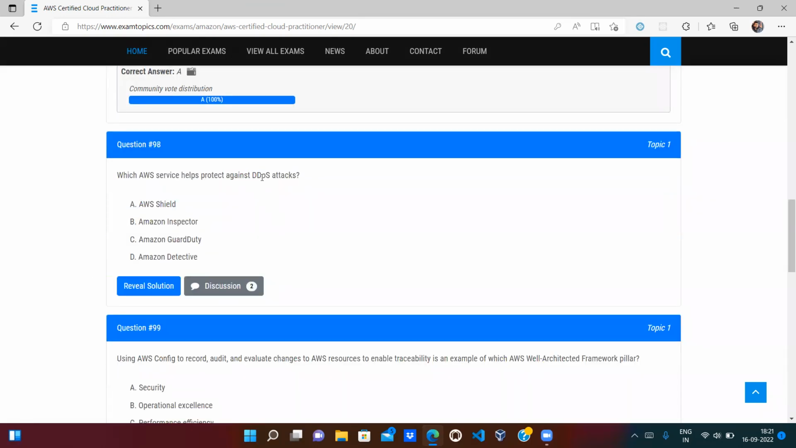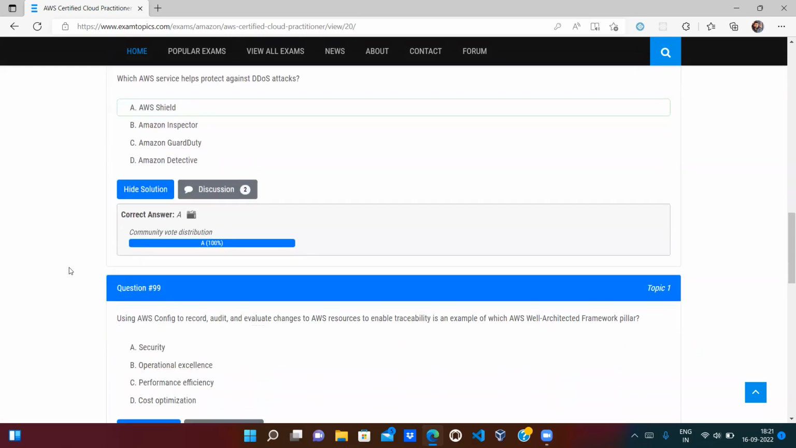Which AWS service protects against DDoS? DDoS attack protection is AWS Shield. This comes many times. So option A is correct.